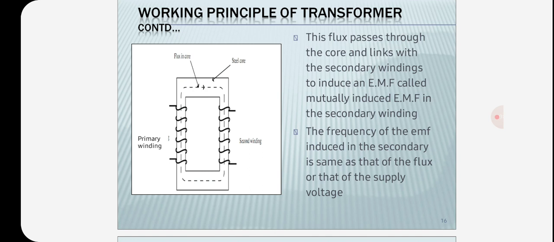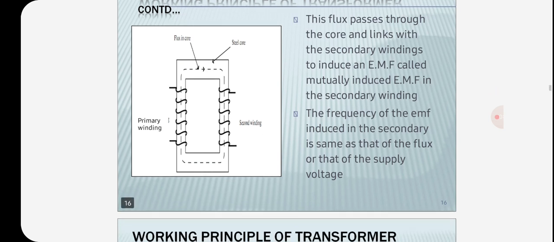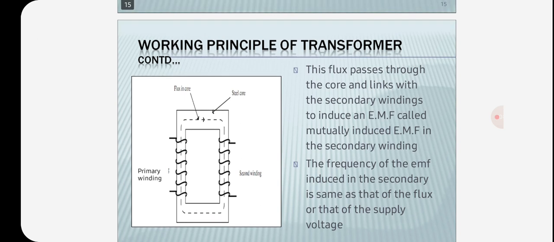So the primary side has V1 voltage, I1 current, E1 EMF, the flux, and the supply frequency. The secondary side has I2 current, V2 voltage, and E2 EMF. The flux passes through the core and links with the secondary winding to induce an EMF called mutual induced EMF in the secondary winding.